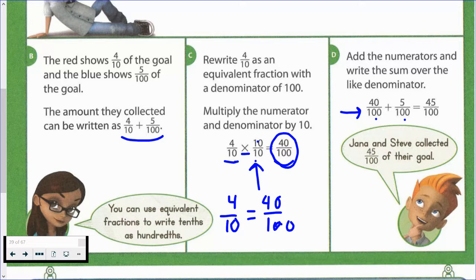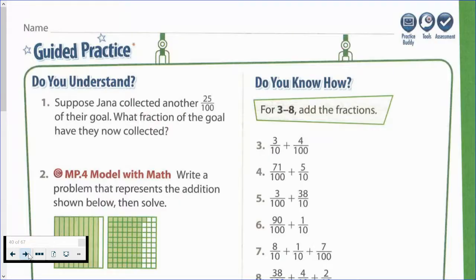So in the end, after you find the equivalent fraction, you rewrite your equation so that you have like denominators, so that the denominators are now the same. Then you add to get your final answer. So you're going to try some of these situations today in your math book. On the guided practice section of the lesson, let's take a look at a few of these problems together.